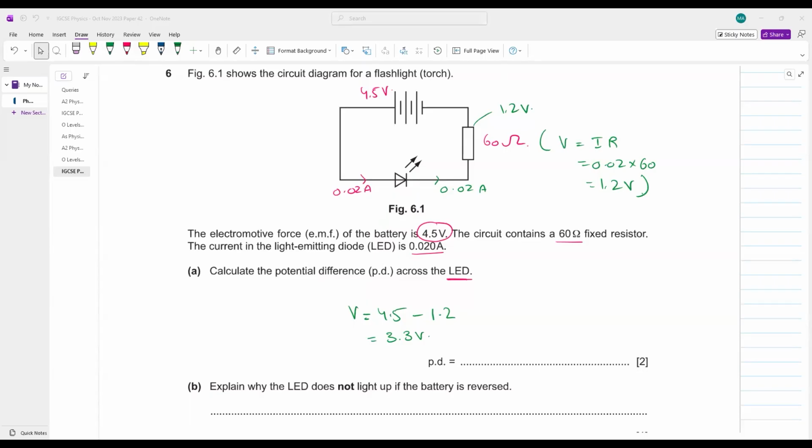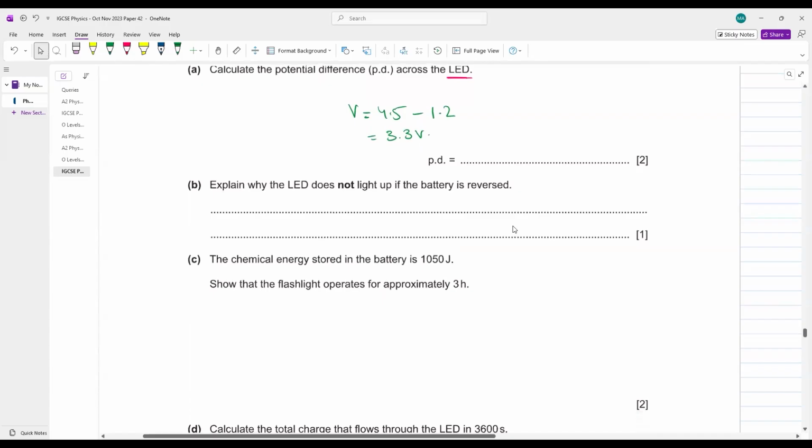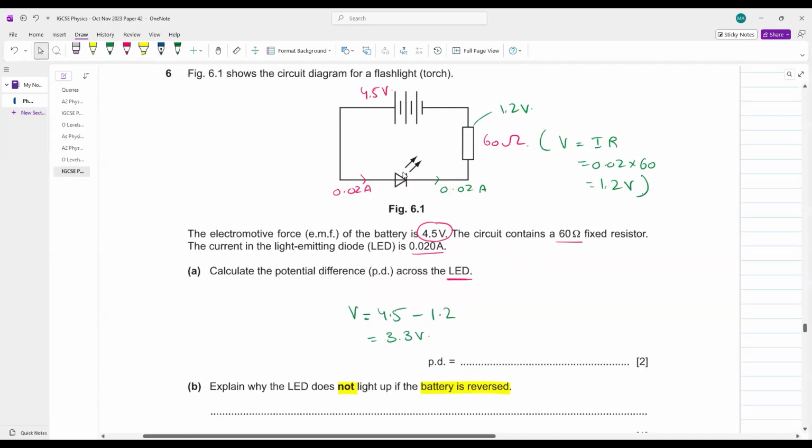Let's see what is written further. If you see further, the examiner has said, explain why the LED does not light up if the battery is reversed. Can you see the LED is a form of a diode? If you reverse the battery, this is negative, this is positive. What will happen? The negative terminal of the battery is connected to the positive end of the diode. The diode becomes reverse biased. It cannot allow current to flow.